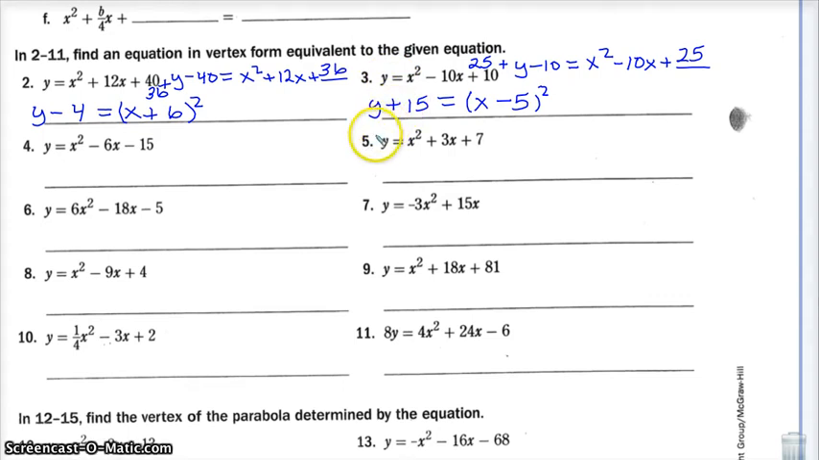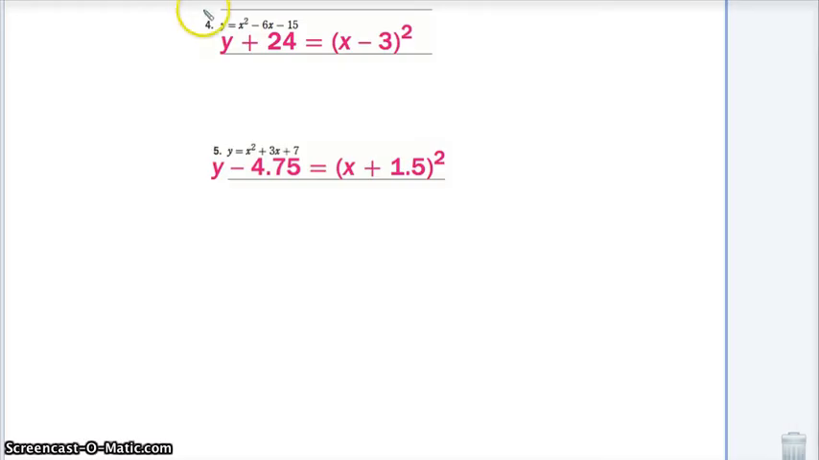Now you try. Complete problems 4 and 5 and then check your answer. When you're finished, you should have found that for problem 4, I rewrite the standard form as y plus 24 equals the quantity x minus 3 squared. Problem 5 was tricky because there was a decimal, but the process stays the same. The final answer is y minus 4.75 equals the quantity x plus 1.5 squared.